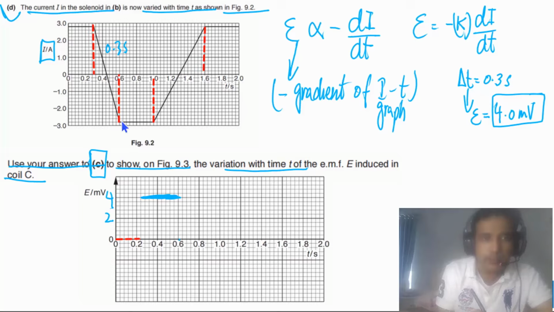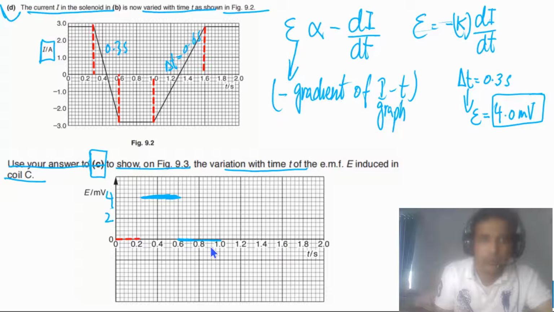And in the next part, EMF is equal to 0 because the gradient of this part is 0. And the gradient of this part is positive, so the EMF will be negative. If you look at the time here, delta t, the time taken is equal to 0.6 seconds. But the change in current is the same, so EMF will be half. The change in current is the same, but the time is double, so EMF has to be half.